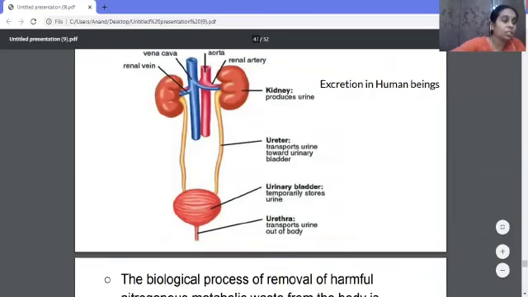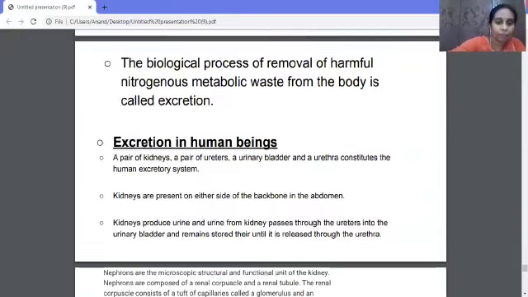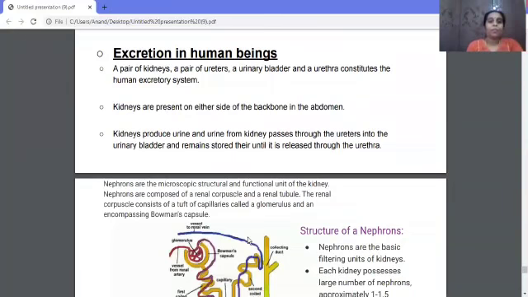We'll see what the structure of the kidney is. Here, when you observe the kidney, it consists of nephrons. What is this nephron? The nephron is a microscopic structural and functional unit of the kidney. It is the one which helps in filtering the blood and removing the nitrogenous metabolic waste from the blood.